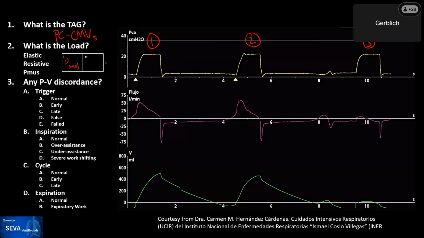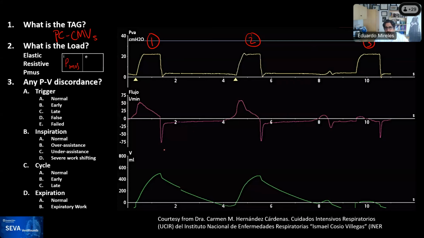And then during expiration, what do you think is the most the load, sorry, during expiration? Is it elastic, resistive, or is there evidence of PMOS? And that rapidly comes from the group as resistive, not restrictive, resistive. So the time constant is taking a long time to reach baseline, and you can see how long it is taking for this patient to get to baseline.